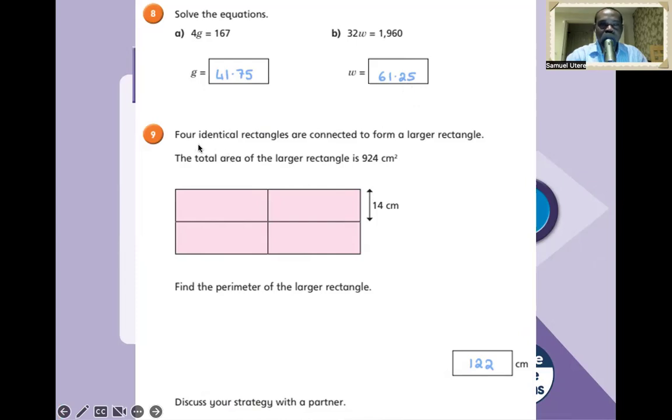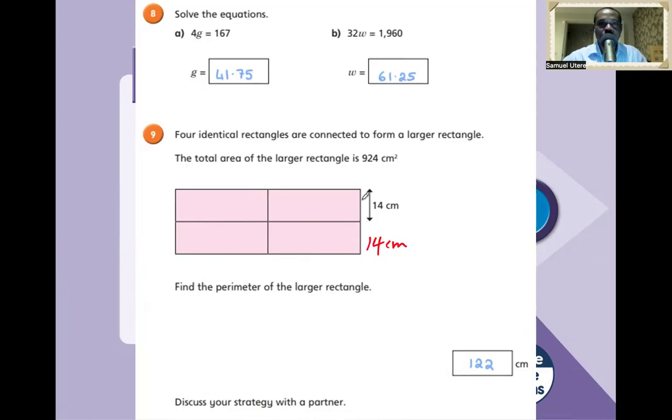Question 9. 4 identical rectangles are connected to form a larger rectangle. The total area of the large rectangle is this. That's the total area. You're asked to find the perimeter of the larger rectangle. So we know the total area of the larger rectangle is this. So we know this one is 14. So we're going to have to do a little bit of writing here. This is 14 as well.